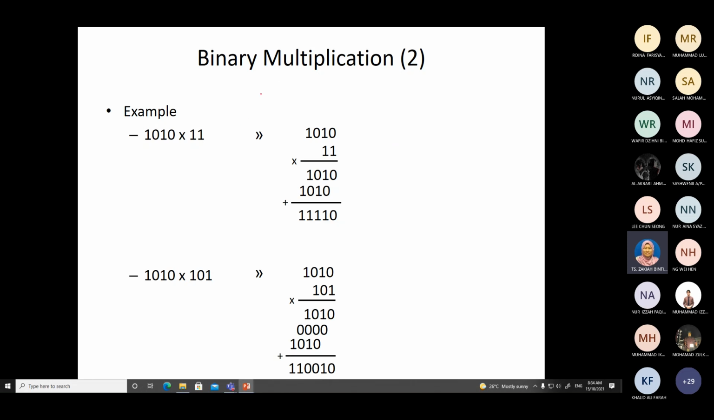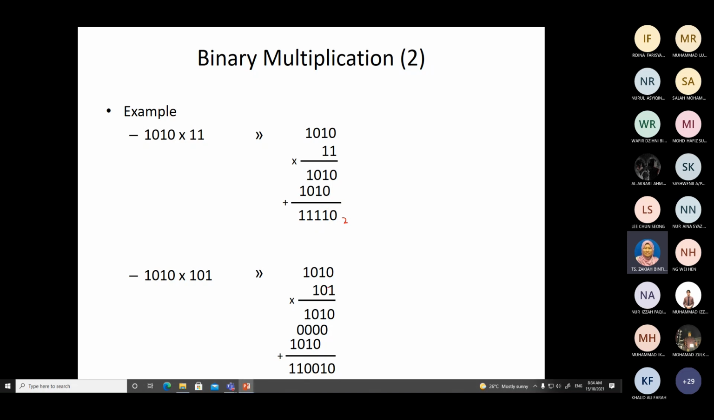When you do binary multiplication, it will be longer. You need space. So 1010 times 11: when you multiply, it becomes 1010, and then you add it. You will get 0, 1 plus 0 is 1, 0 plus 1 is 1, 1 plus 0 is 1, and then 1. So this is the answer, 11110. That is binary multiplication.